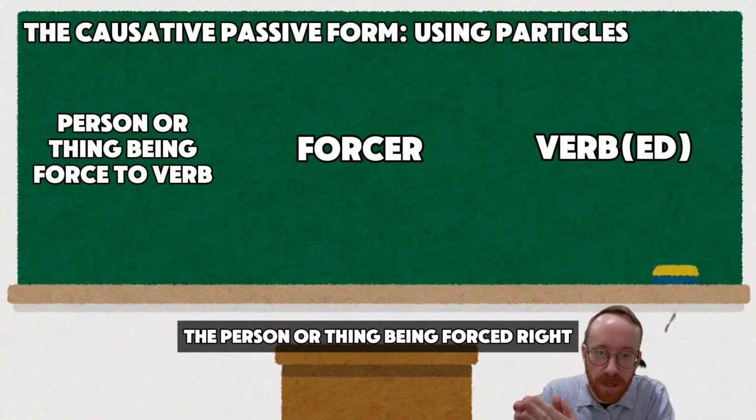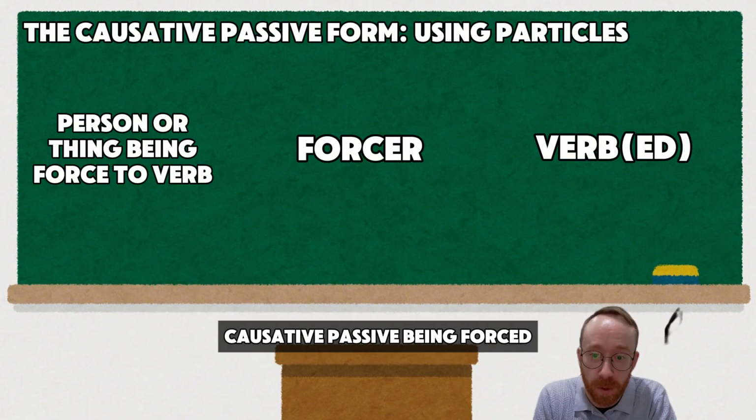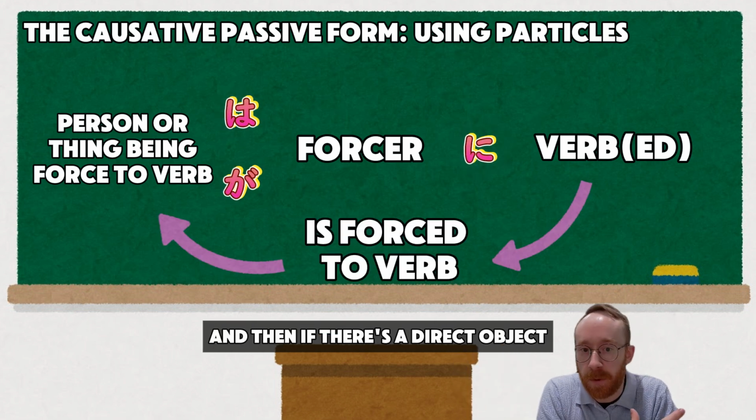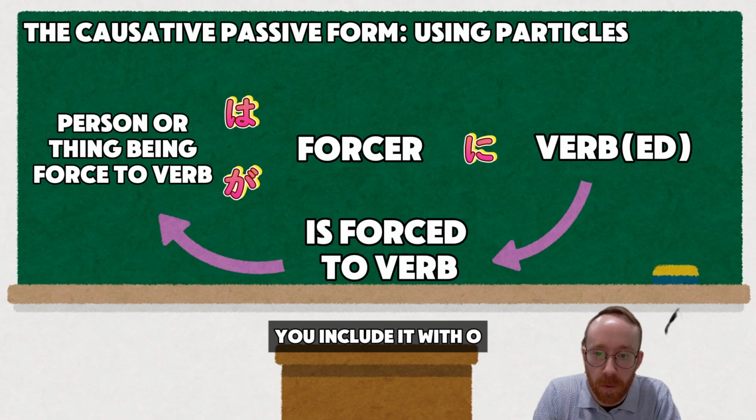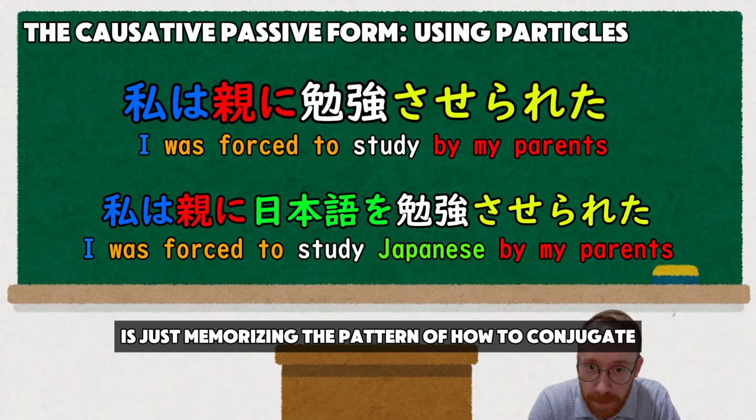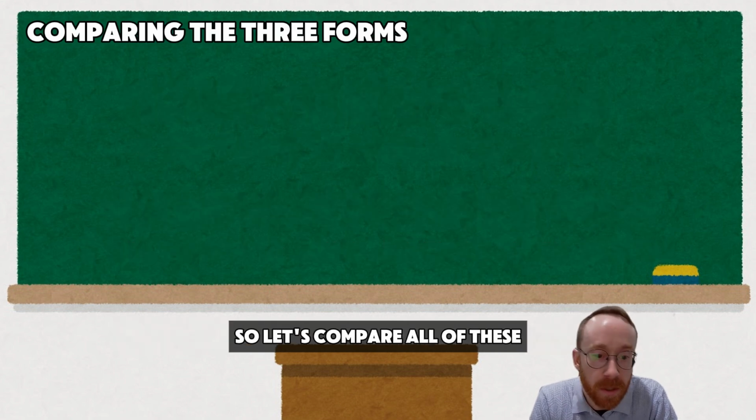The person or thing being forced, right? Causative passive, being forced, is marked by wa or ga. The forcer is marked by ni, and then if there's a direct object, you include it with o. And that's it. The hardest part of this one is just memorizing the pattern of how to conjugate. So let's compare all of these.